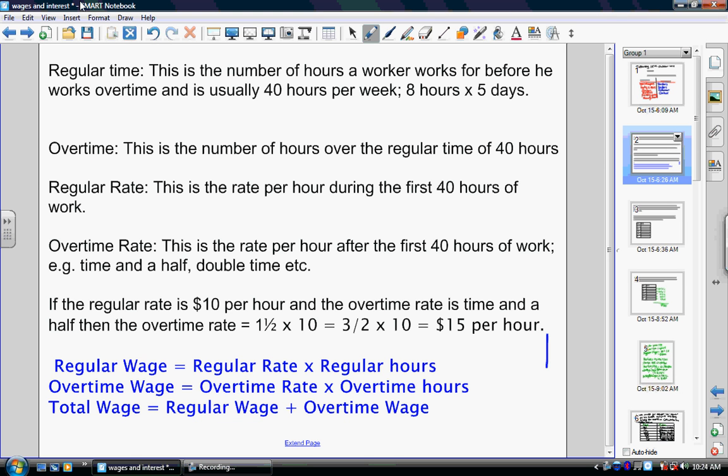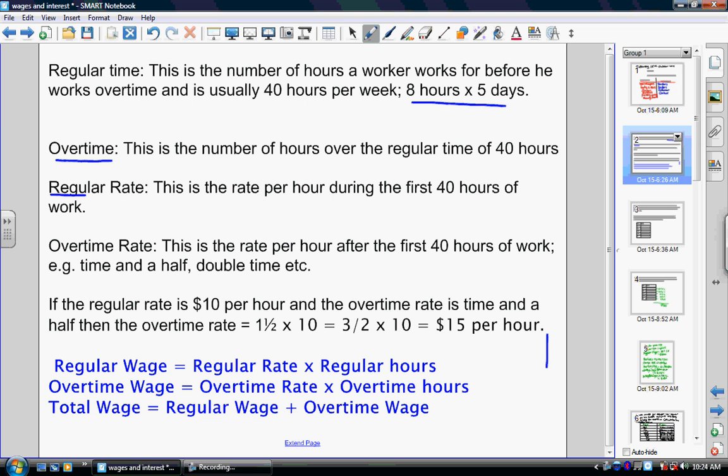That's for, of course, wage workers, okay? And they usually calculate that by multiplying 8 hours by 5 days. So if you start at 8 in the morning, you end work at 4 for 5 days. Anything over that 40 hours is considered overtime. So overtime is the number of hours over the regular time of 40 hours.